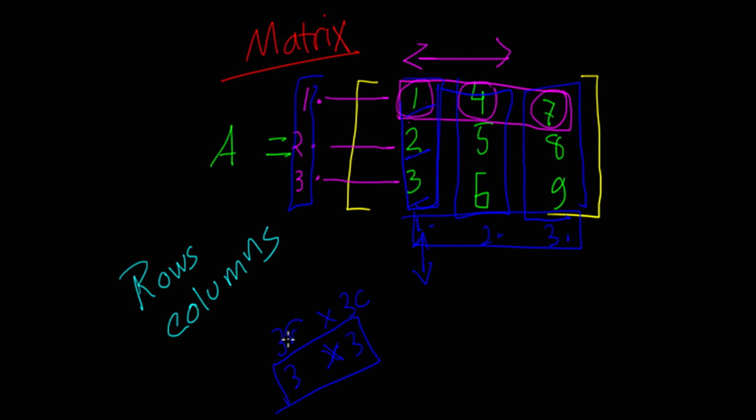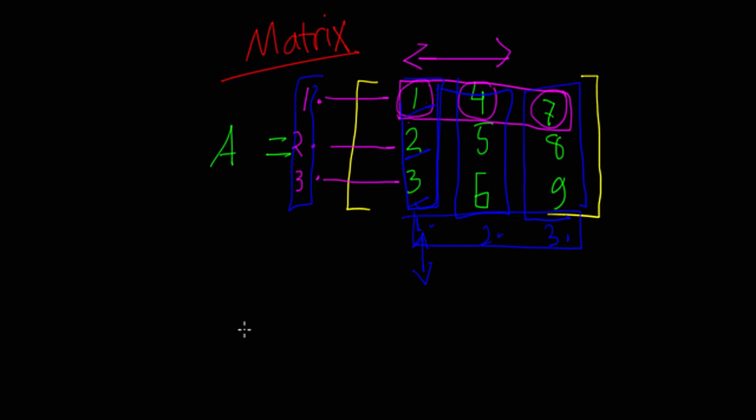Remember that rows are those horizontal elements side by side, and columns are those up and down elements. Now after we have learned what a matrix is and what the order of a matrix is, let me tell you something very interesting: the square matrix.